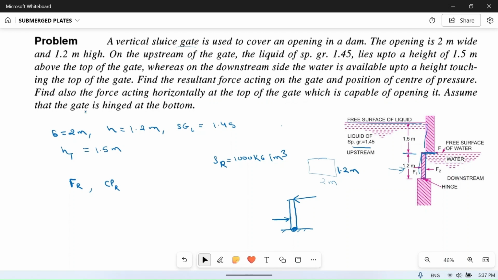Assume that the gate is hinged at the bottom. So this gate is hinged here, this force is trying to close it, then we need this force which will be capable of opening it.